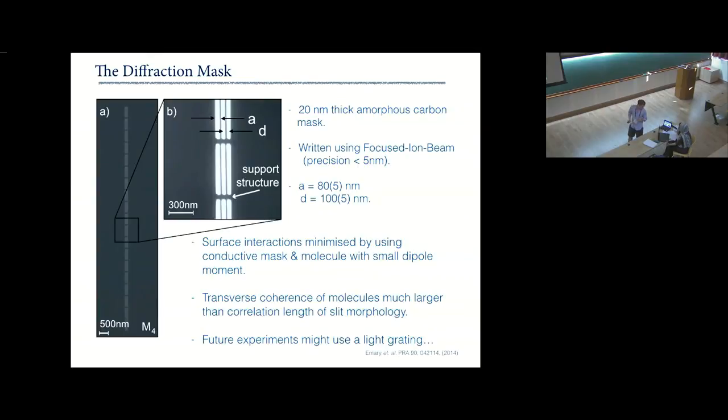Of course, in future, it would be interesting to repeat these experiments using light gratings instead of material gratings. And actually, we have a paper on a similar topic, the Leggett-Garg inequalities, where we've put forward these ideas.